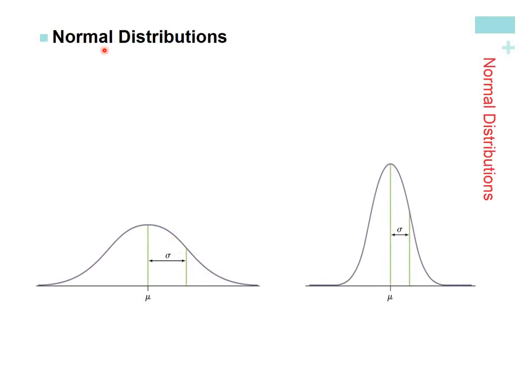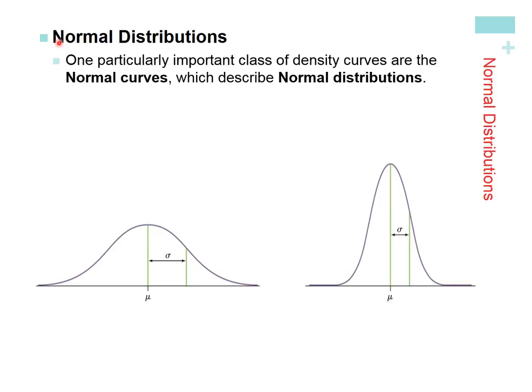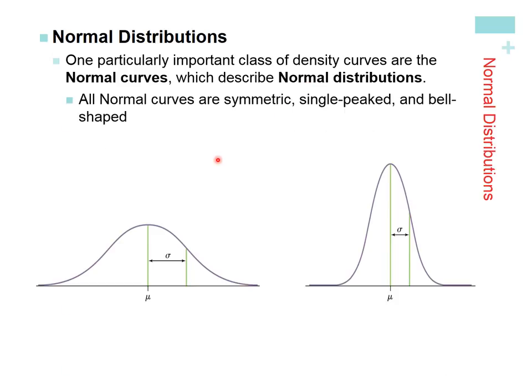Okay, so let's take a specific look at normal distributions and the density curve. One particularly important class of density curves is the normal curves, which describe a normal distribution. And that's what we're going to be using basically for the rest of the course. So this chapter is really important because we will be coming back to it again and again. So it's really important that you understand exactly what a normal curve is and how it describes the normal distribution. So let's just take a look.